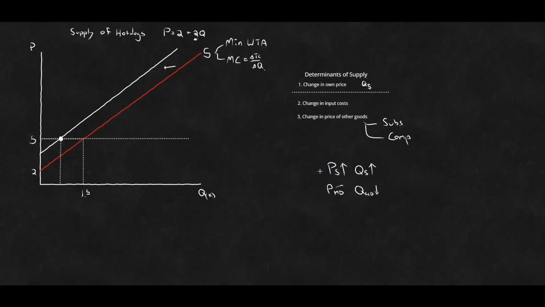Of course, the opposite is also true. If sausages were to become cheaper, we wouldn't want to make as many sausages. If we're not making as many sausages, we can use that equipment to make more hot dogs. Quantity of hot dogs would increase.